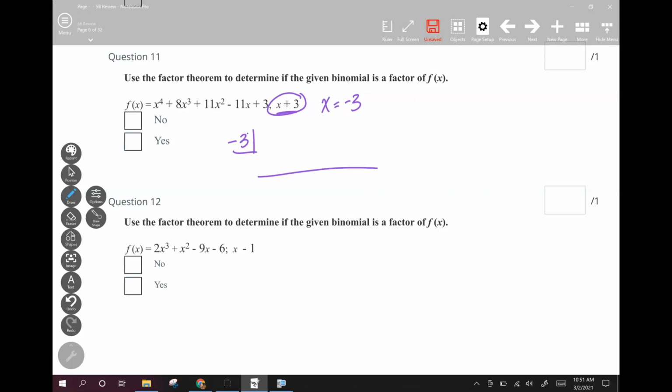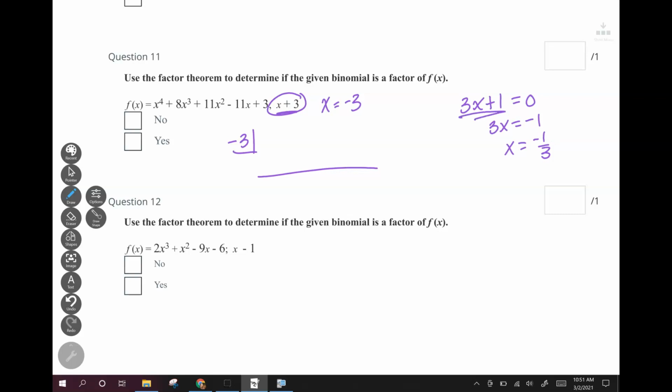So to figure out what number goes in the box here, you're always changing the sign in front of the number. But let's say I had 3x plus 1 as the factor, then you would want to set that equal to 0 and solve for x. Okay, we don't really want to do synthetic division with -1/3, but if that were the factor that you were checking, that's how you would figure out what number to put in the box. You would do -1/3. Okay, just saying.